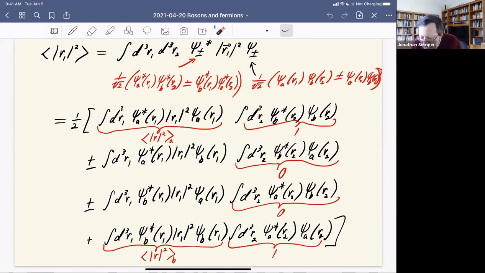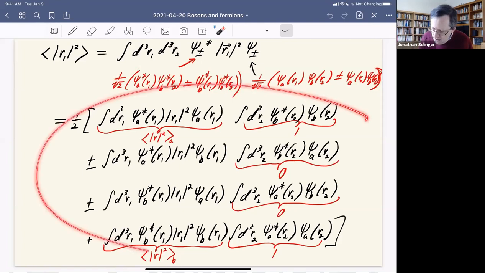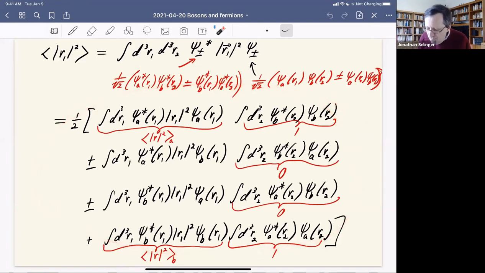That's what we did yesterday. We got this set of 4 terms. Luckily, 2 of them are 0 because our single particle states, A and B, are assumed to be orthogonal to each other.